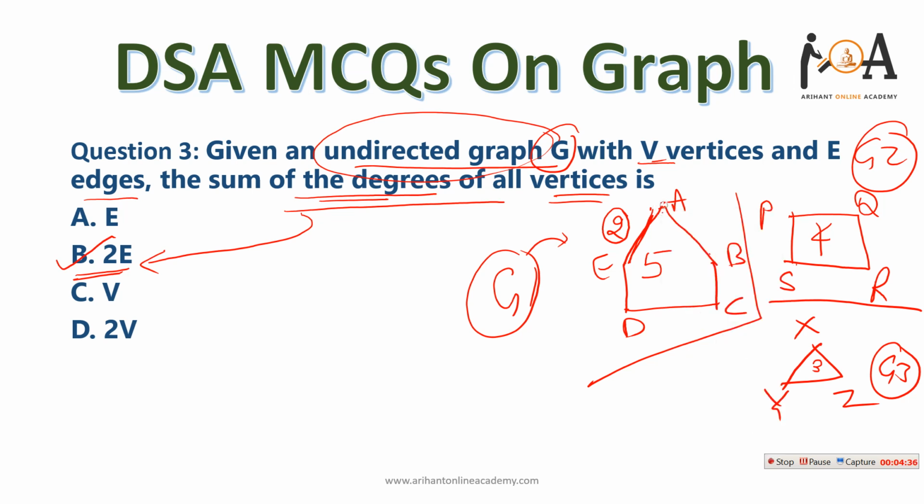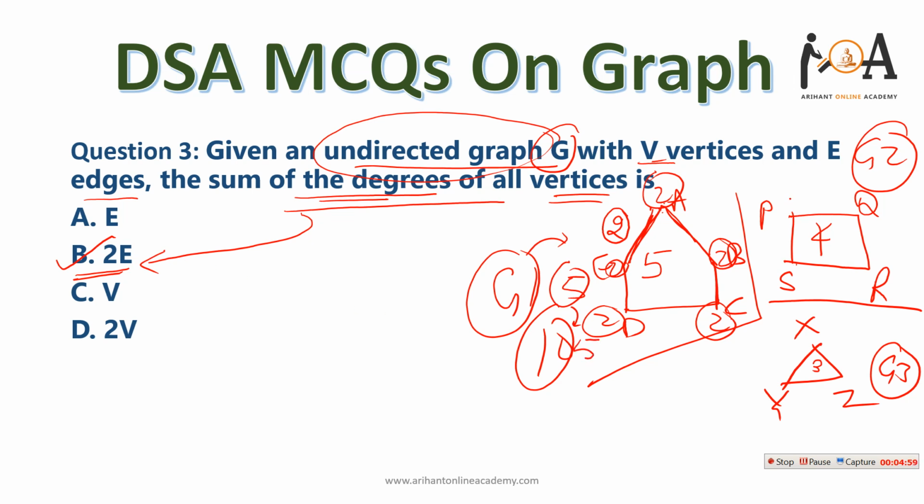What is the degree of A here? 2. What is the degree of B here? 2, because this is one edge, this is another edge. This is one edge, this is another edge. What is the degree of C? 2. What is the degree of D? 2. What is the degree of E? 2. Total is 10. Total vertices is 5, total edges is 5. So the total degree is 10, which is 2 times the number of edges. So I can say that 2E is the answer.